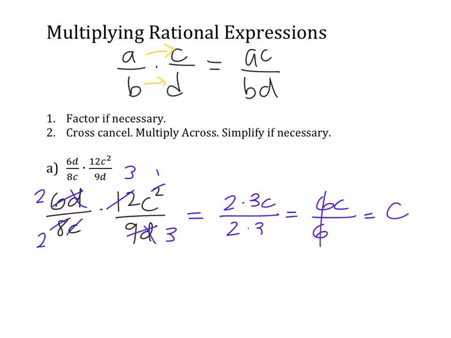So when you're cross-canceling, what you want to do is find out what they're both divisible by and then divide each of them by that number to reduce it. And it has to always be one in the numerator, one in the denominator, either on the same or different sides. Usually we do it across.